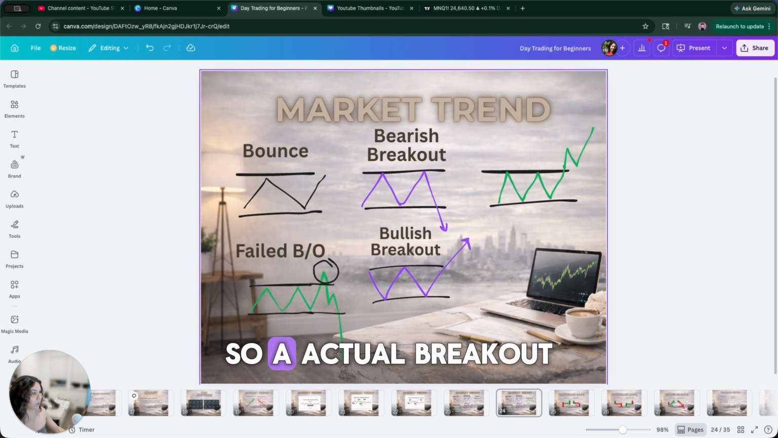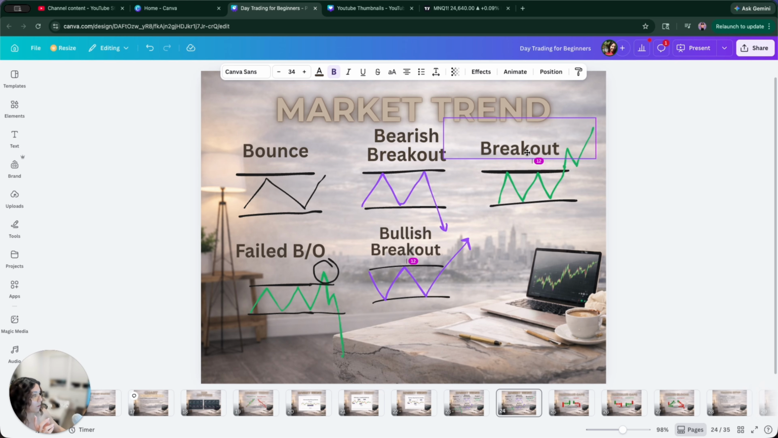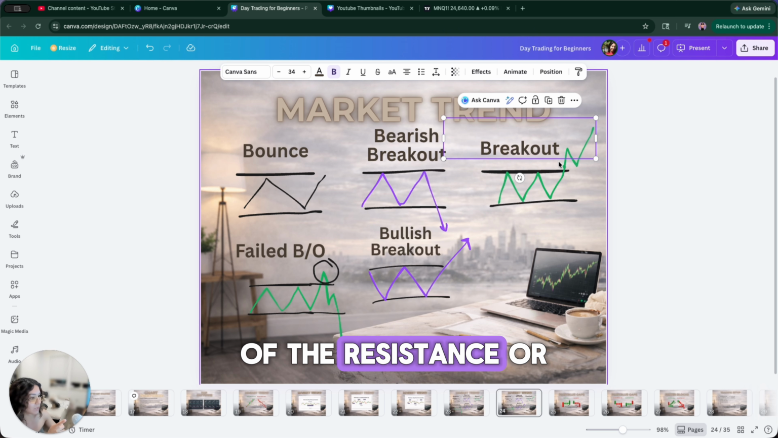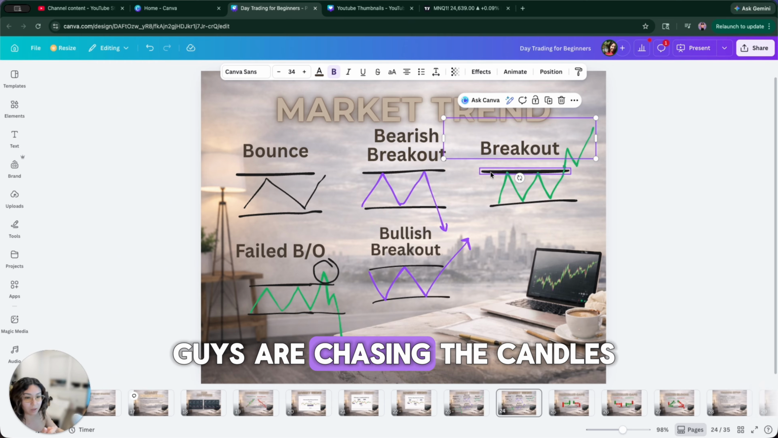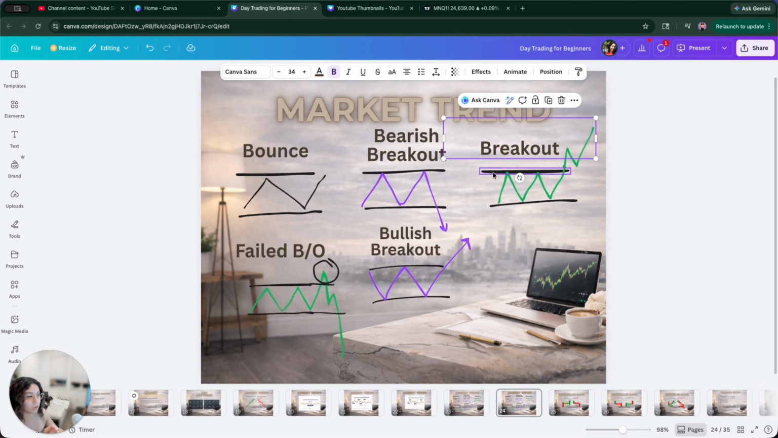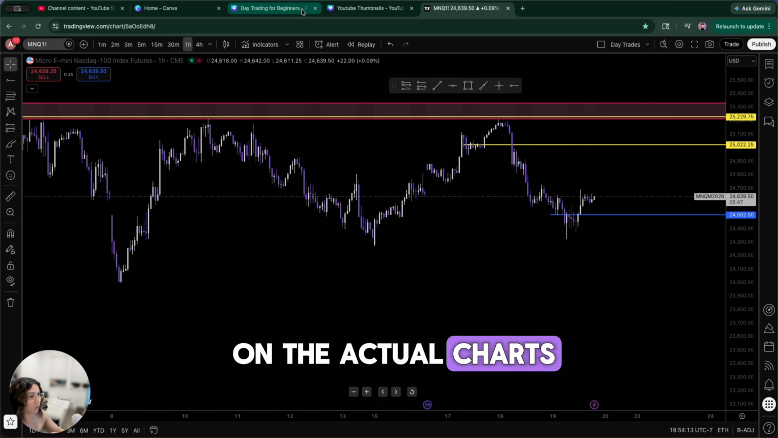So an actual breakout would mean that once it breaks out of the resistance or the support. Guys, I have seen and read on the chat that some of you guys are chasing the candles. Just when you have a range, we're going to go over it in real life, on the actual charts.